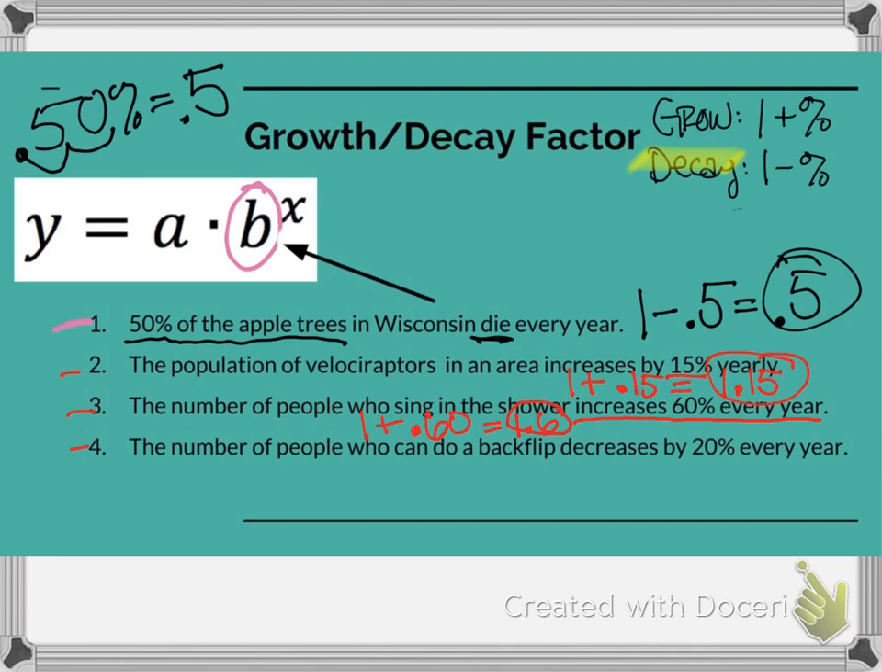And question number 4, the number of people who can do a backflip decreases by 20% every year. So decrease, I'm decaying, so I'm going to subtract from 1 now. I'm going to take 1 minus 0.20, and 1 minus 0.20 is 0.80. And that will be my b factor. That's what's going to go into the b part of my equation. Anytime I have a percentage, I'm going to do this 1 plus that percent or 1 minus that percent in order to find the growth or decay factor for my equation.